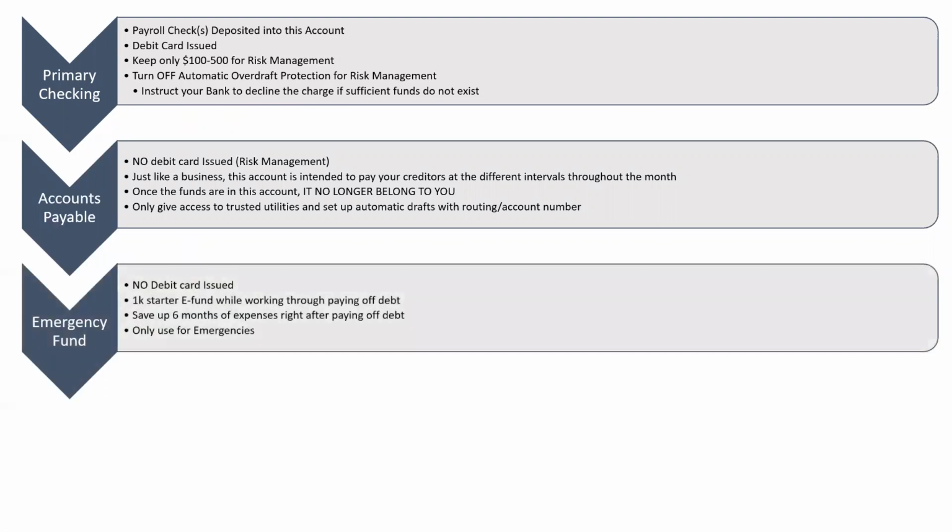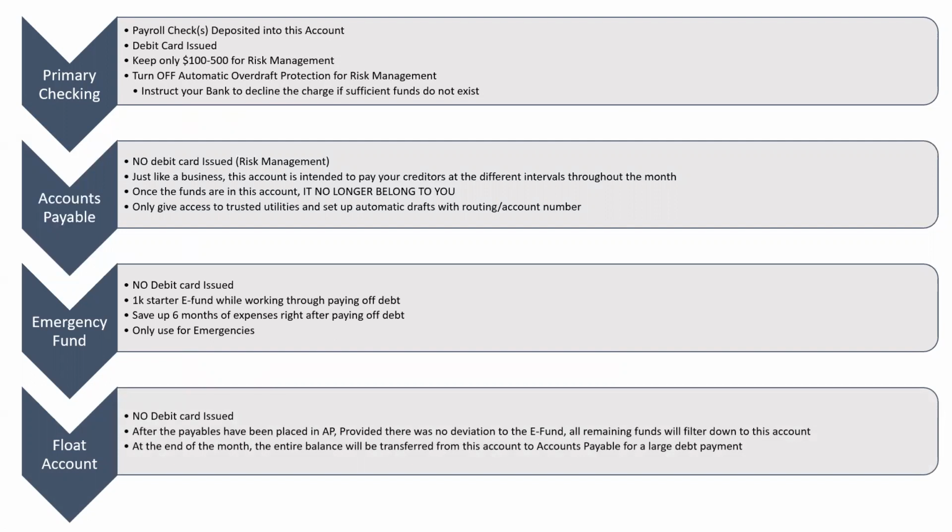Emergency fund, no debit card issued. Again, that's pretty self-explanatory, but I feel like I should probably say it. $1,000 to start an emergency fund while working through paying off debt. Save up to 6 months of expenses right after paying off debt. And again, the budget that we'll create will show us exactly how much our monthly expenses are. And again, only used for emergencies.